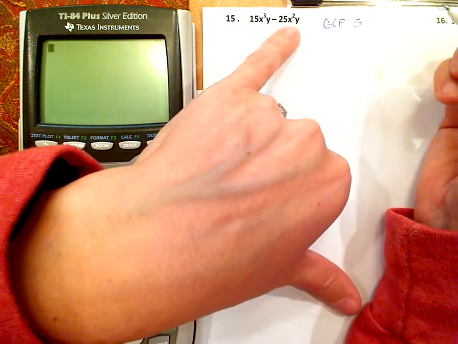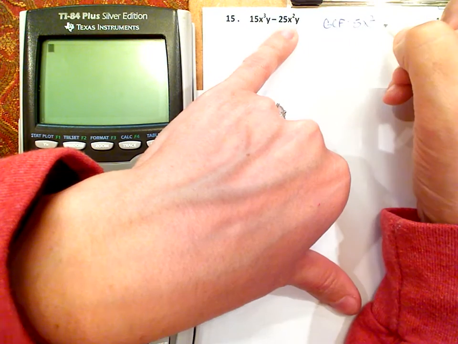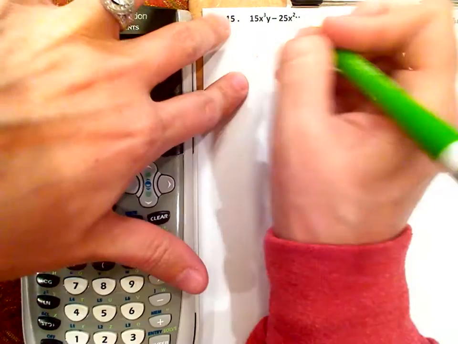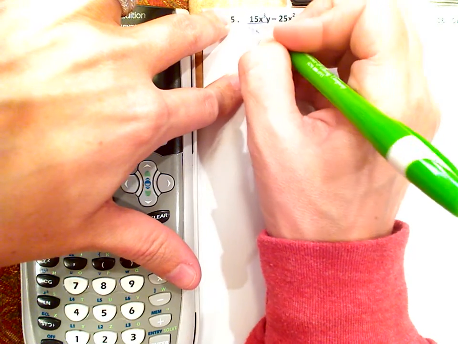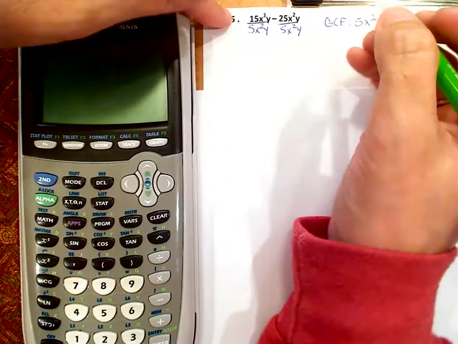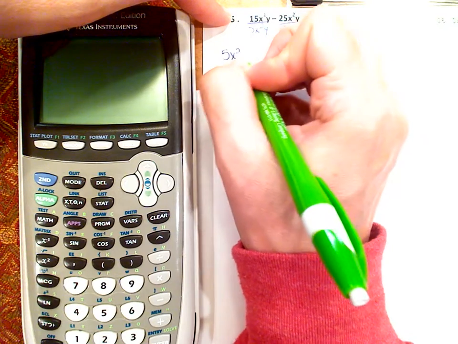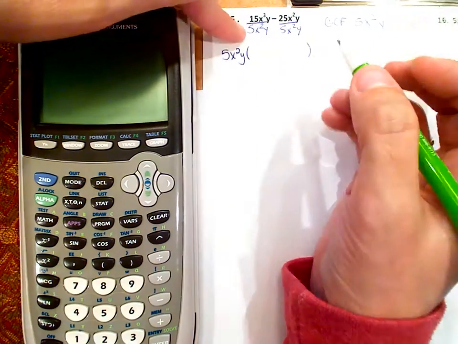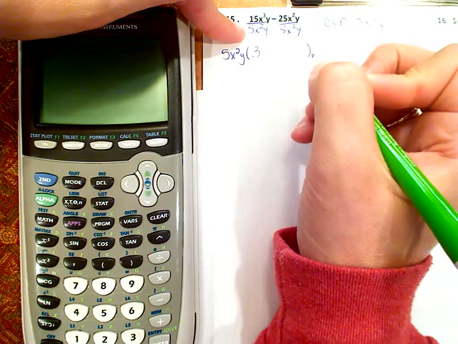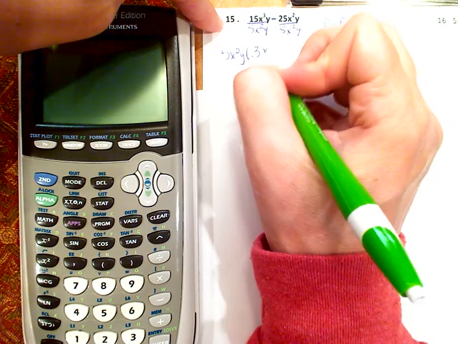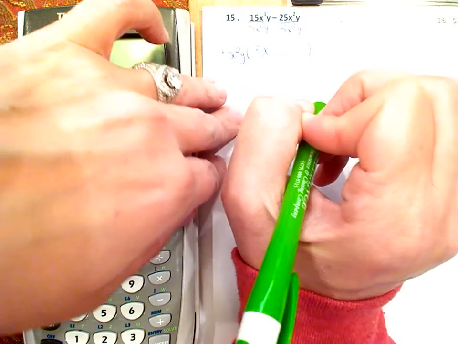And your smaller x is x squared. And then they both have the same y. So we're going to divide both of these by our GCF, 5x squared y. And then we write our GCF out with what we have left over. So 15 divided by 5 is 3. We have one more x on top, so we're going to have an x left over. Our y's cancel.